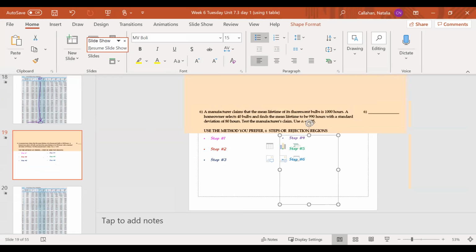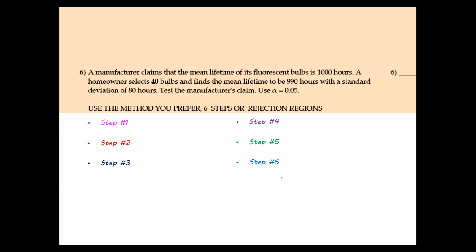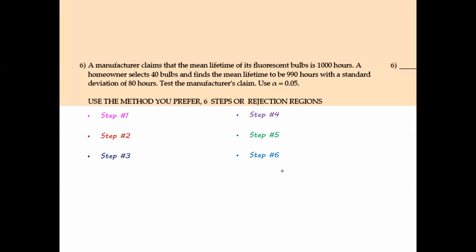All right, let's take a look at this example here. So again, we're going to be using the 6 different steps, and the prompt here says the average life of a fluorescent light bulb is 1,000 hours. A homeowner used 40 different light bulbs to find the mean life to be 990 hours with a standard deviation of 80 hours. Test the manufacturer's claim at 0.05.